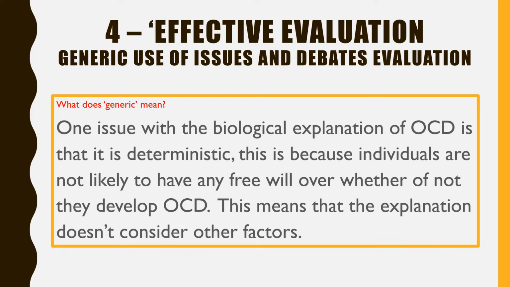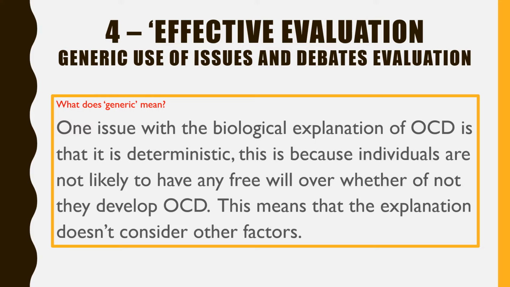So let's take a look at an evaluation paragraph here. This would be from a 16 mark question on discuss the biological explanation of OCD. We've got: one issue with the biological explanation of OCD is that it is deterministic. This is because individuals are not likely to have any free will over whether or not they develop OCD. This means that the explanation doesn't consider other factors. But there's nothing in that in terms of what the student has said. So again, I'm going to apply the same formula that I use with the methodological criticism. I have to explain why it's deterministic and why it is a problem.